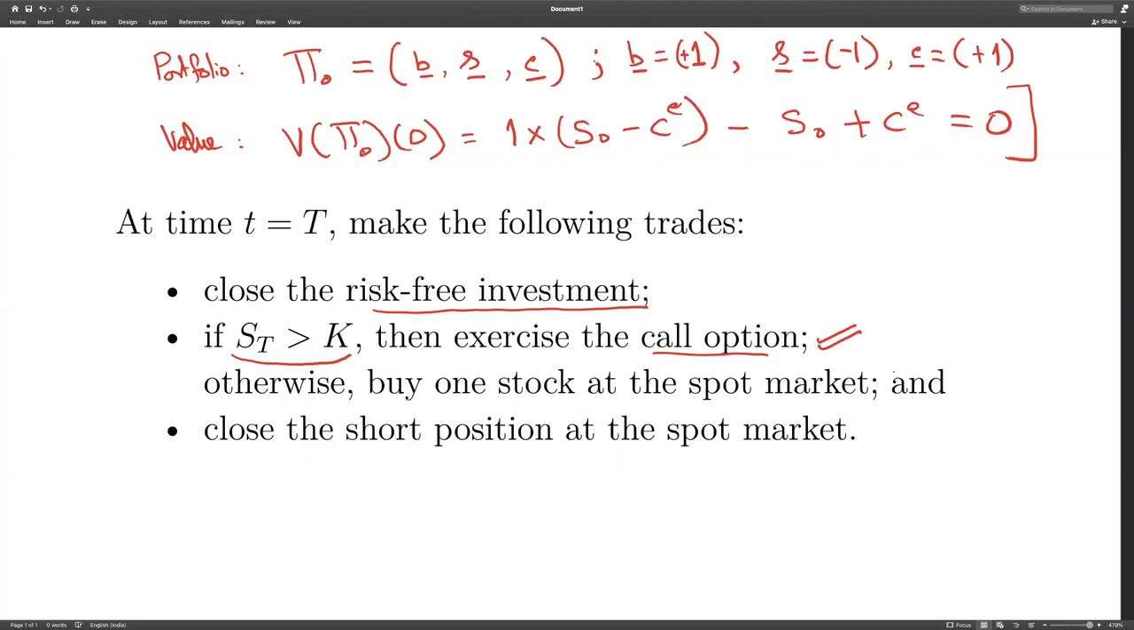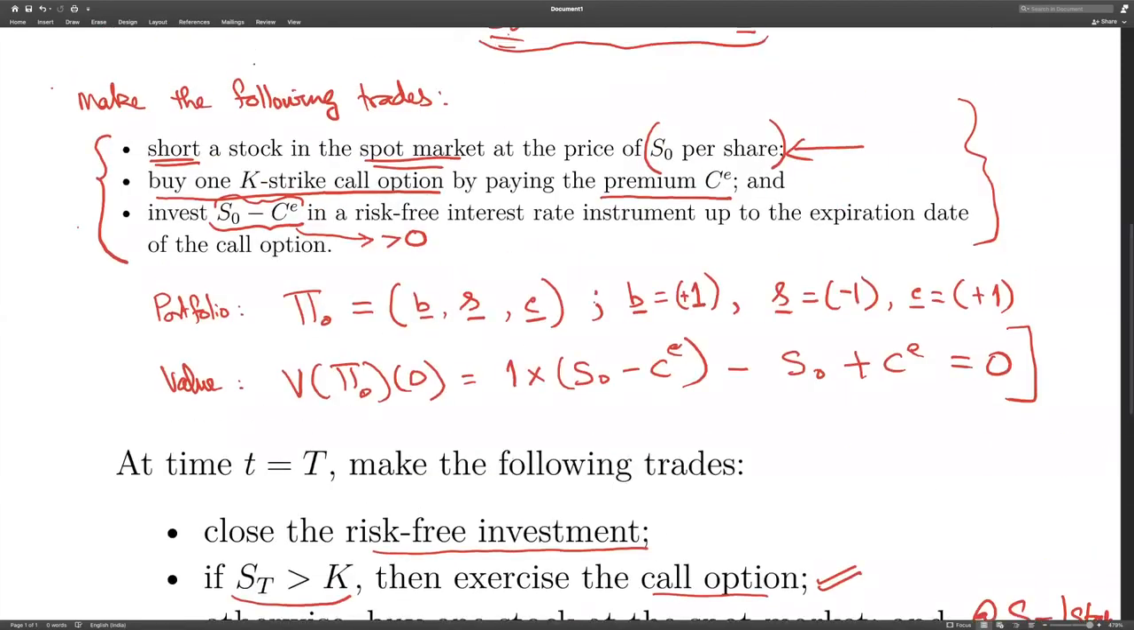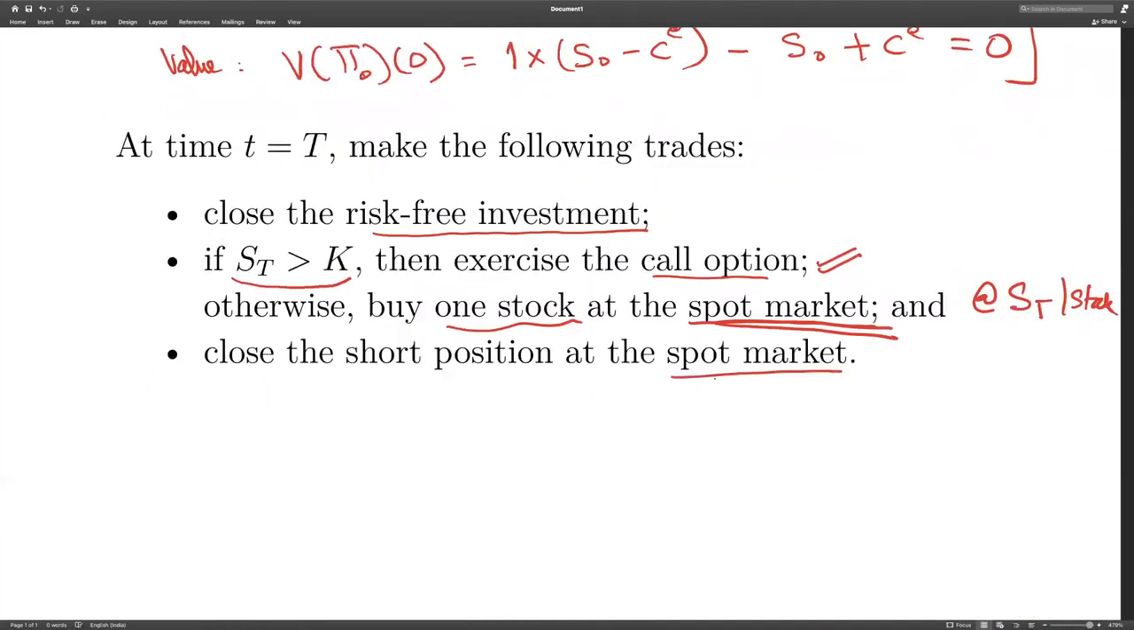If not, that is, if ST is less than or equal to K, then you will go to the spot market and buy the same stock at the rate of ST per stock. Now recall that you have also opened a short position in the spot market. At some time, you have to close this position by buying back that stock, which you have done now. How have you done it? It is slightly tricky. If you bought it in the spot market, this short position is automatically closed.